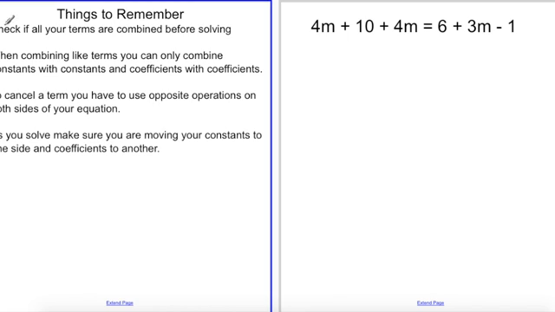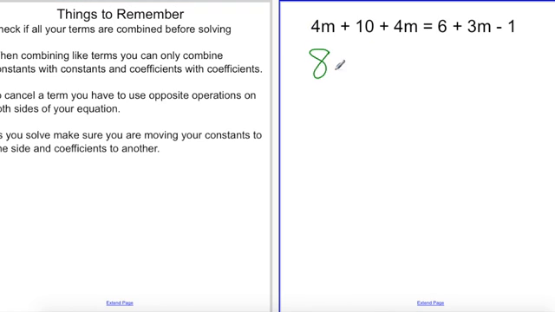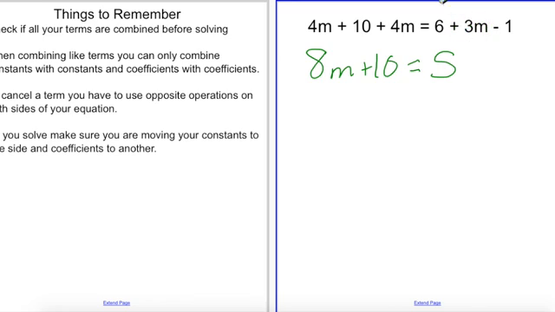Now in this example, what I really want to concentrate on is combining your like terms properly and canceling terms with opposite operations. So the first thing I'm going to want to do is combine my like terms. Again, I only combine my m's with my m's. So I have 8m plus 10, and that equals, so we have leftover 10, that's where the 10 comes from, and I have 6 plus 3m minus 1. So I'm only going to want to look at my constants. If I cover up this 3m, I only see it's 6 minus 1, that's 5. And then I need to include the leftover 3m, so plus 3m.